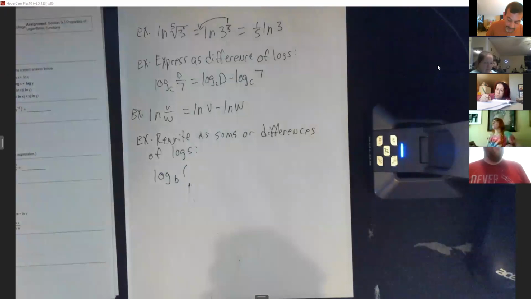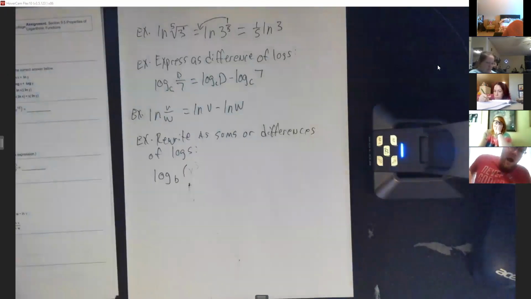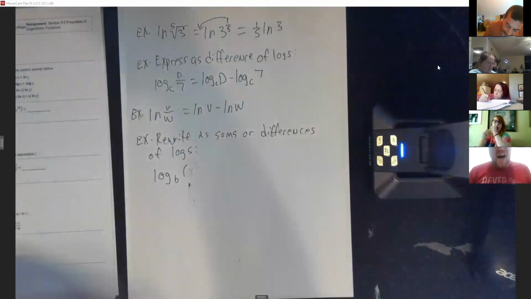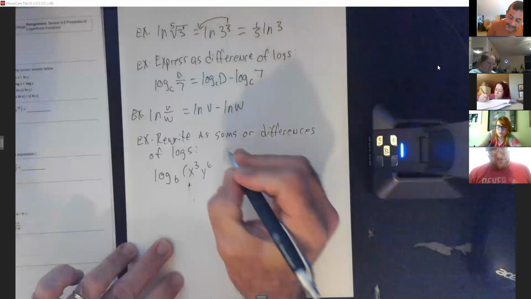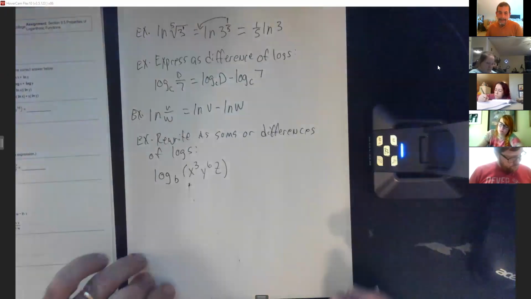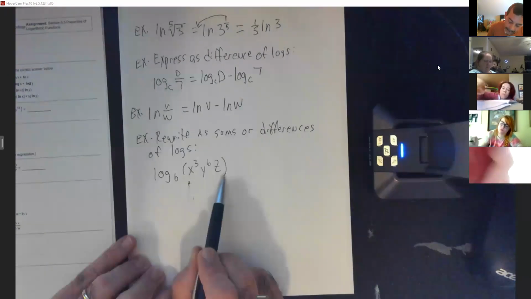All right, log base b of x to the 3rd. And let me make this one right. All right, x to the 3rd, y to the 6th, and a z. So first of all, I'm going to rewrite the product as a sum of logs. So the first step I'm going to do is log.